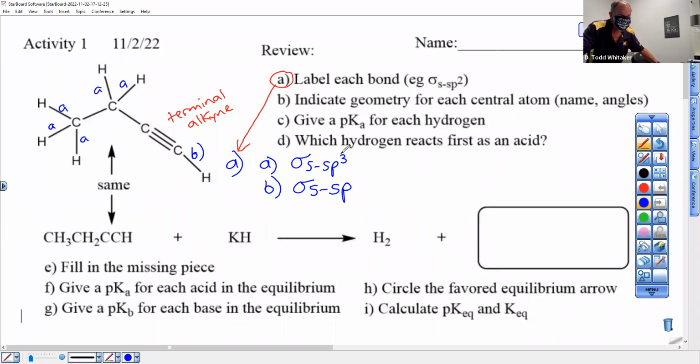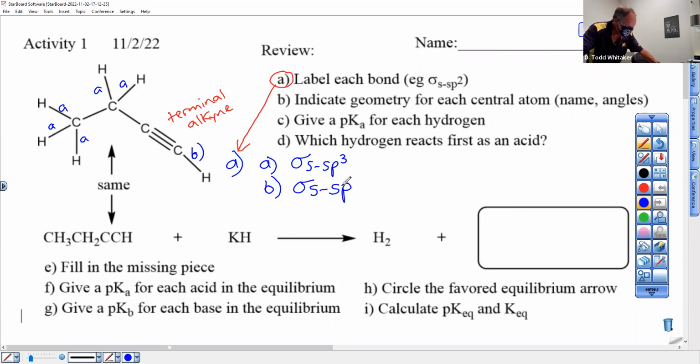Remember, electrons in an S orbital are closer to the nucleus than those in a P. For hybrids, it's kind of the same deal. The higher the percentage S, the closer the orbital is to the nucleus. And that makes the bond stronger, right? When you're closer to the nucleus, you're a stronger bond. You're a shorter bond.